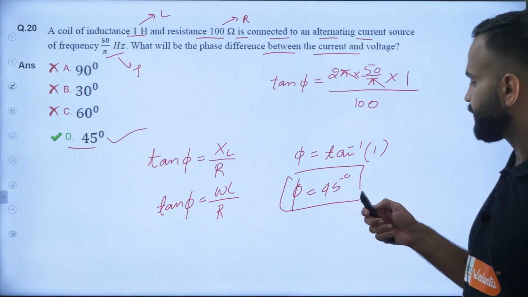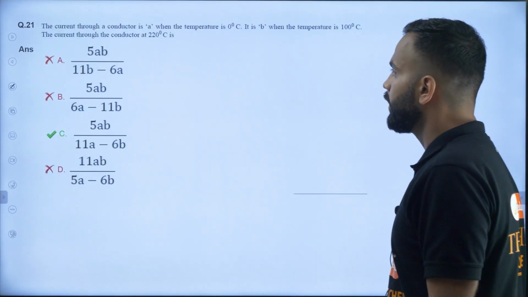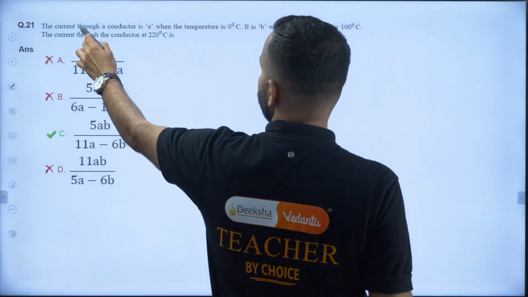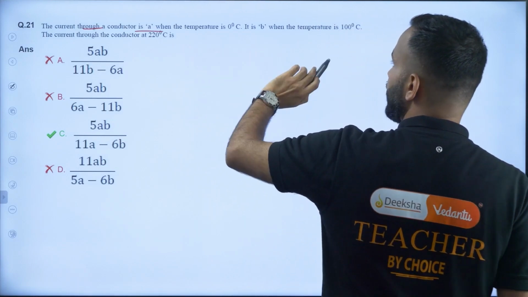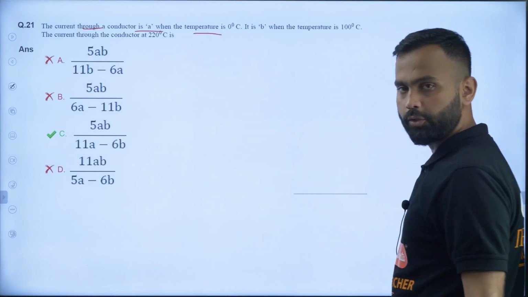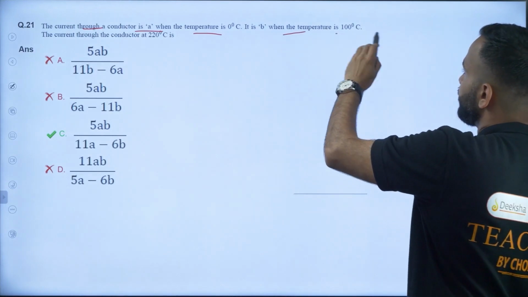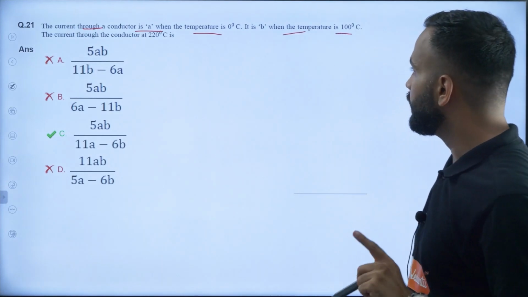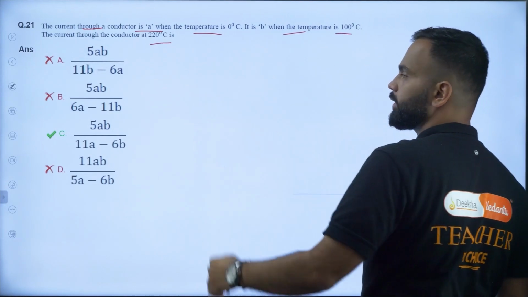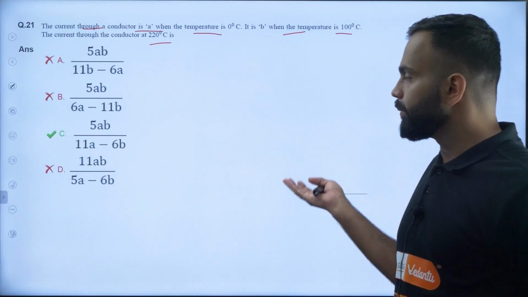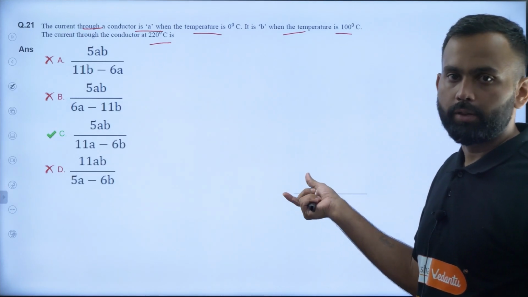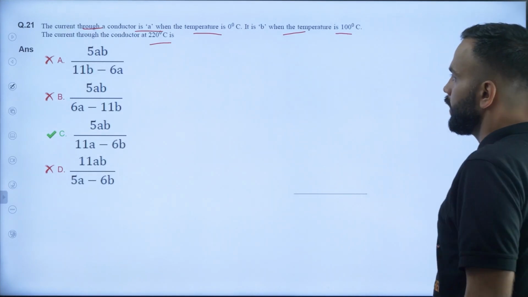Question number 21. The current through a conductor is A when the temperature is 0 degrees Celsius. It is B when the temperature is 100 degrees Celsius. The current through the conductor at 220 degrees Celsius? Again, this one is also simple, but more calculation is involved.